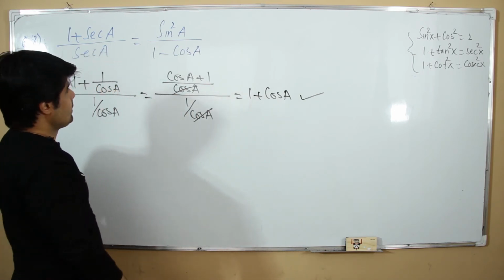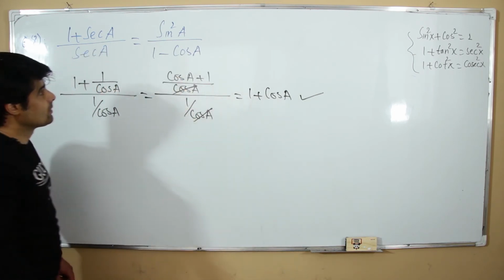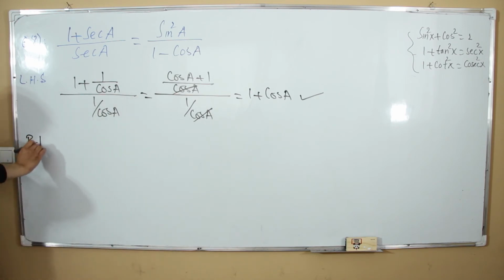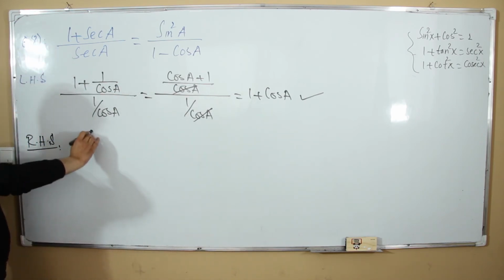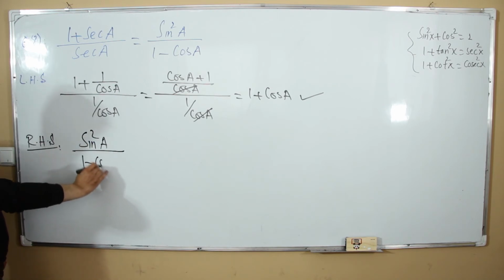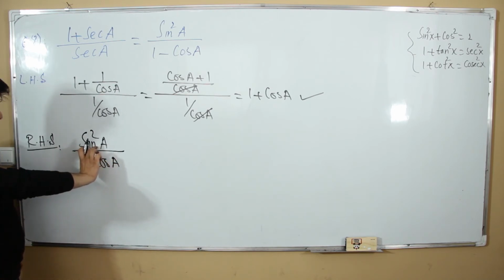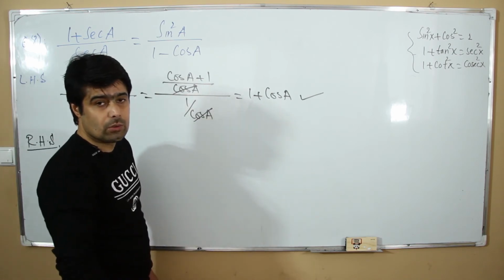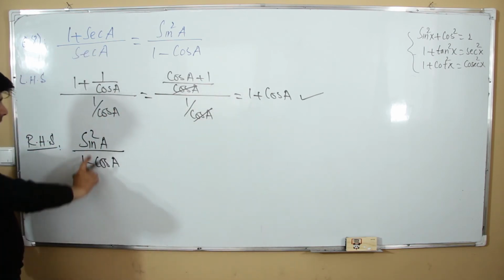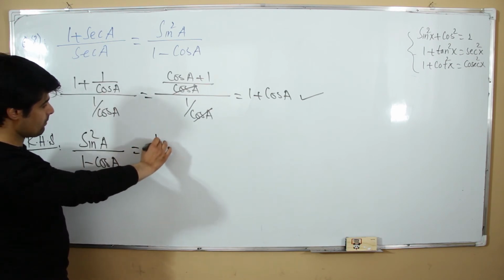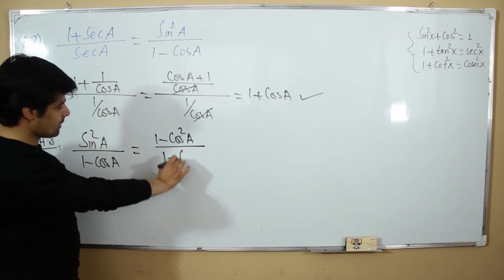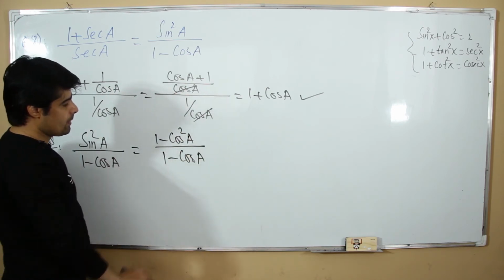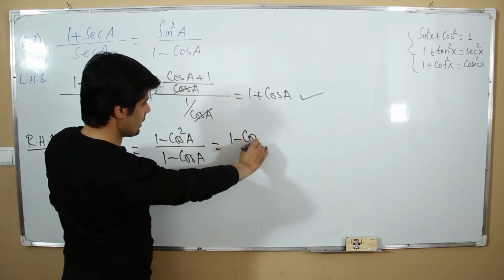Now our RHS is something else. You can simplify RHS separately from LHS. What do I mean? Sine square of a divided by 1 minus cosine a. If I simplify this one, and this one is 1 plus cosine a, so we can prove that both of them are same. Instead of sine square, can I write 1 minus cosine square of a? Yes, you can do. So 1 minus cosine a. Am I right? Yes.